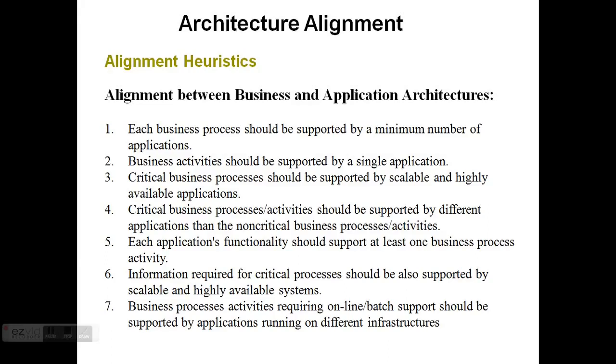Number 7, business process activities requiring online or batch support should be supported by applications running on different infrastructure. This is to make it easy, the tuning of the systems for operating Windows.